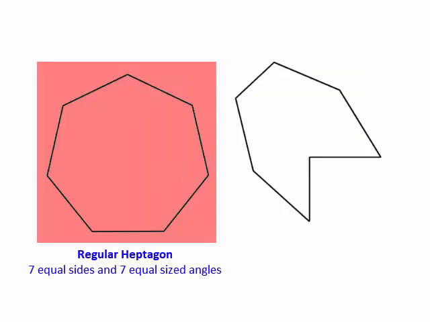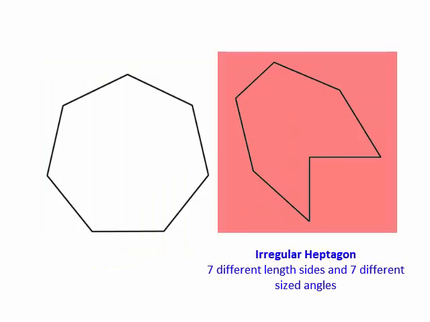A heptagon has 7 sides. This is a regular heptagon with 7 equal sides and 7 equal angles. And this is an irregular heptagon with 7 sides of different lengths and 7 sizes of different angles.